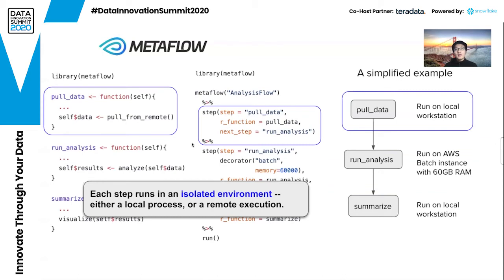Each step in Metaflow runs in an isolated environment. They can either be a local process or a remote execution task. Metaflow currently integrates with AWS Batch compute environment, and users can choose any instance types according to their need. This is really powerful because I can simply do the development on my laptop and have almost infinite amount of compute power connected to my laptop.